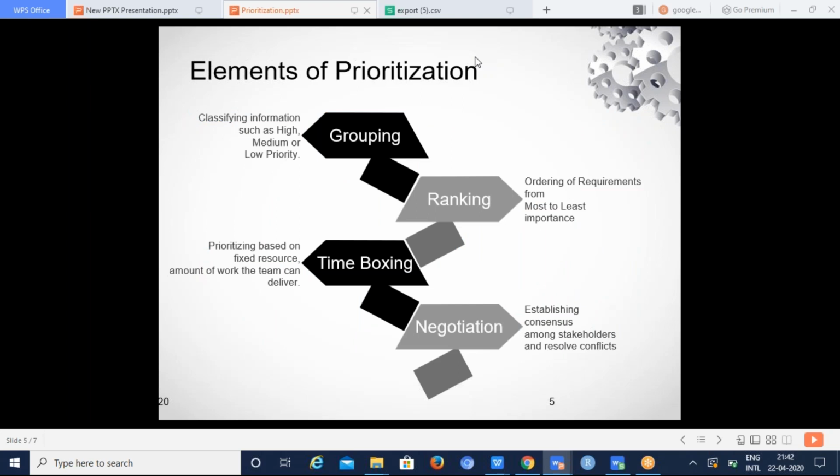And moving on to the elements of prioritization. Hello, Vinod. I'm Mamta. Can I ask a question here? Yeah, Mamta. Yeah. Thank you for the session.